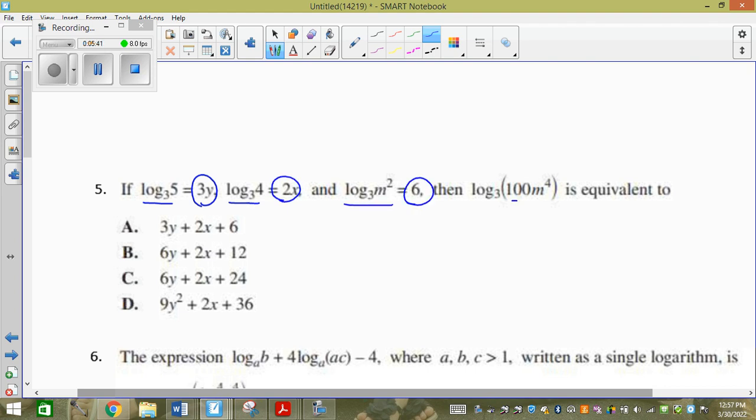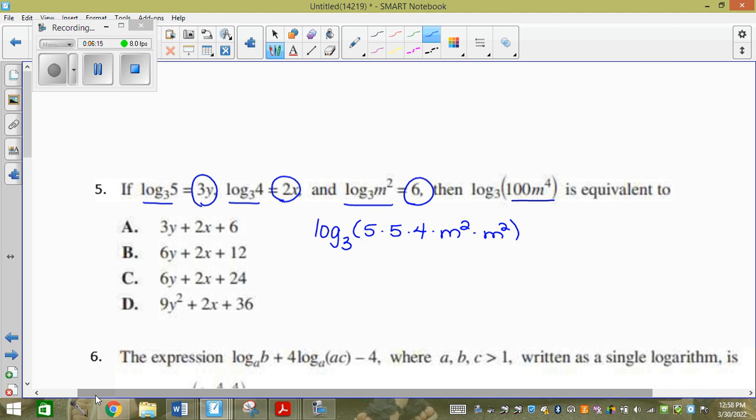I have log base 3 of none of those. But can I make that be those? 100 is 5 times 5 times 4, correct? So I can go log base 3 of 5 times 5 times 4. And then I need m to the 4th to be m squareds. How many of those do I get? 1 m squared? 2 m squareds. Now do I have all the forms I need? 5, 5, 4, m? Yep.